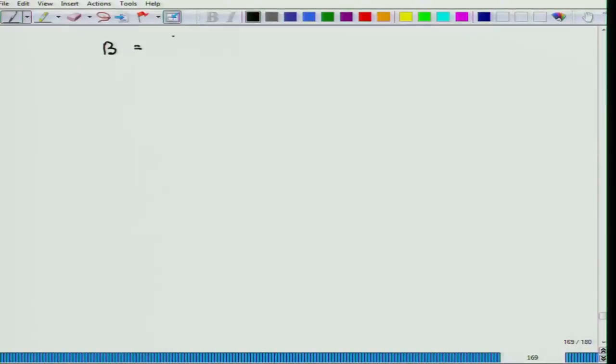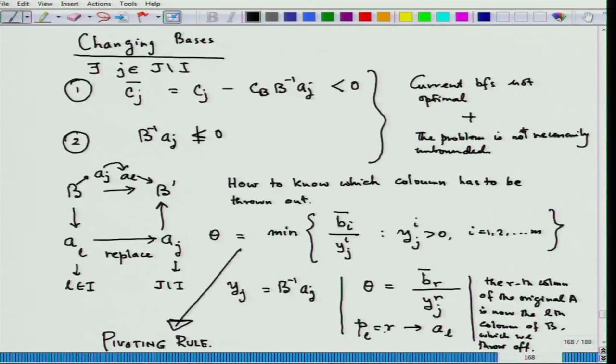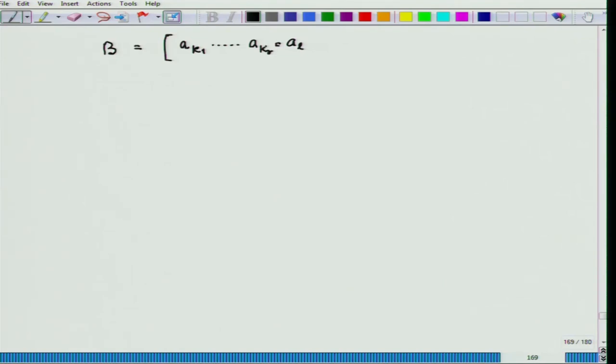Let us make some diagrammatic representations of what we had been just speaking about. And so, let B represent the basis matrix through its columns, AK1 ... AKR is equal to AL. Okay, so here, sorry, I made a mistake, I just have to change this. The Lth column of the original matrix is the Rth column of the basis matrix which we throw off. So, we are replacing the rth column of the basis matrix. Now, the rth column, basically k1 k2 kr, is the lth column of the original matrix.